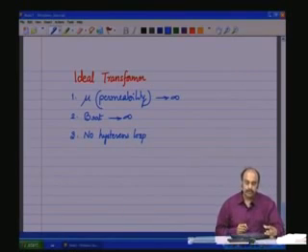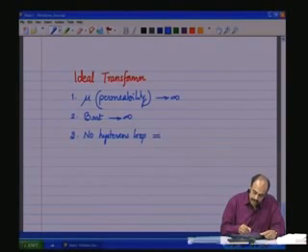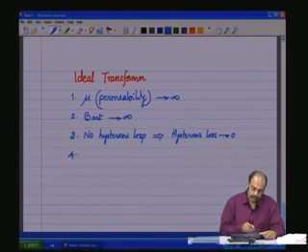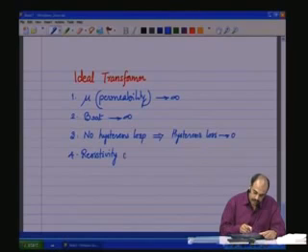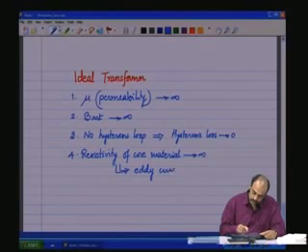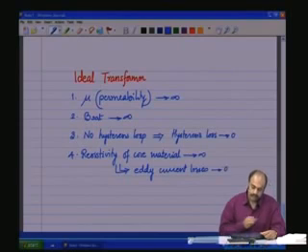The area of the hysteresis loop is 0, which implies hysteresis loss tends to 0. Then fourth, resistivity of the core material should tend towards infinity. This implies eddy current losses are 0.